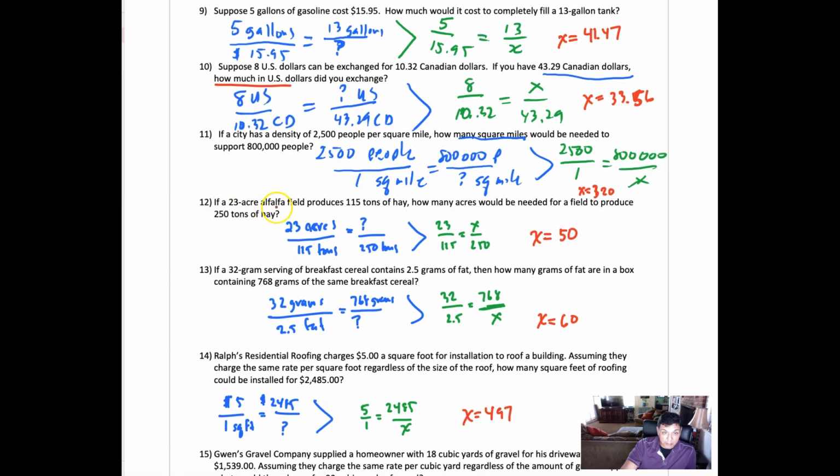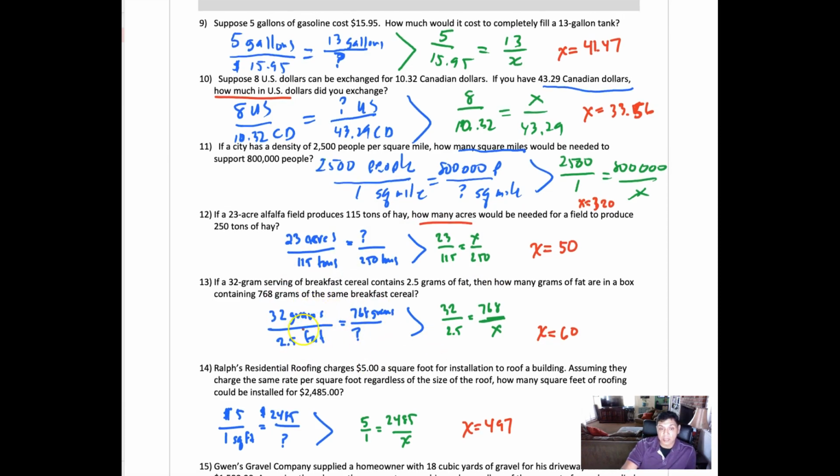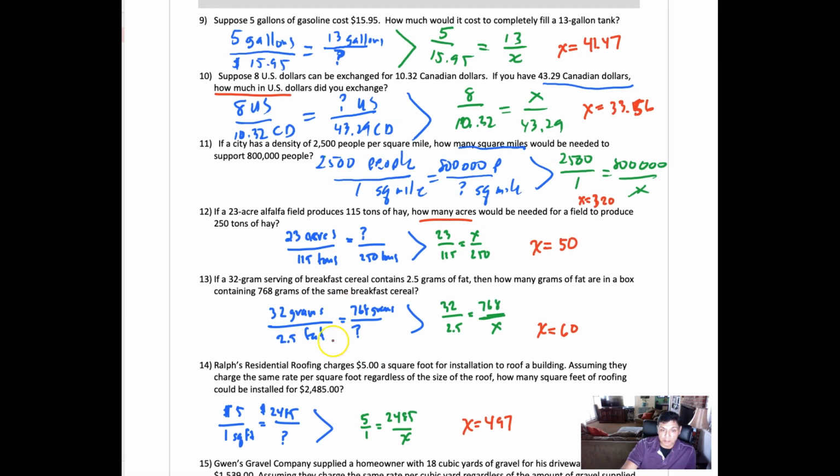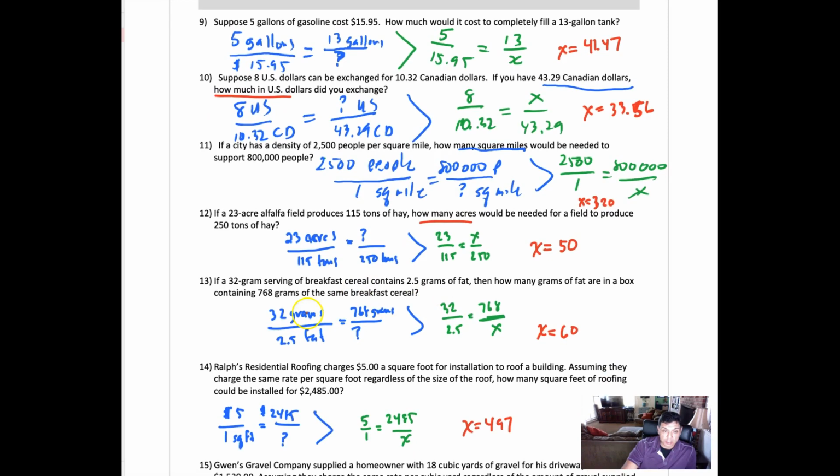If a 23-acre alfalfa field produces 115 tons, how many acres? Again, I'm looking for acres, so that becomes the question mark, which ultimately becomes the variable. So I like to write it again with the units so that we keep everything matched up. How you write the units will tell you if you put the numbers correctly and if you have the question mark, what you're looking for, right?